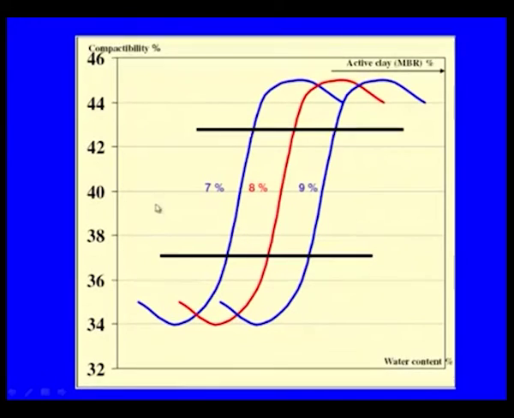And here we can see the compactability on the y axis, and the x axis indicates the water content, and these three curves indicate different clay additions. Now, as we increase the clay content, the compactability will also be increasing.